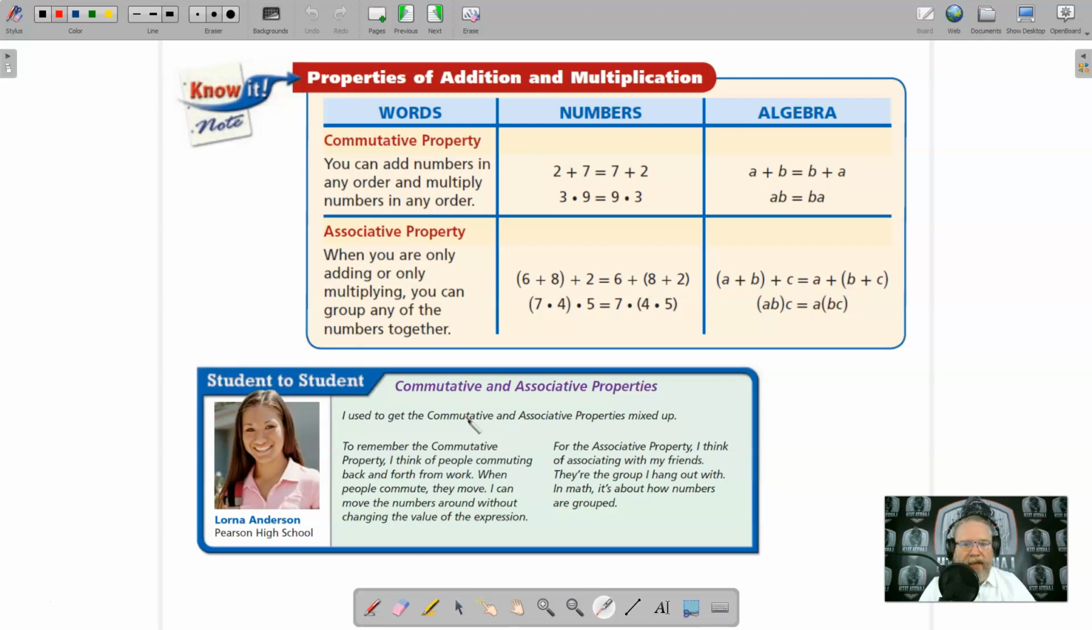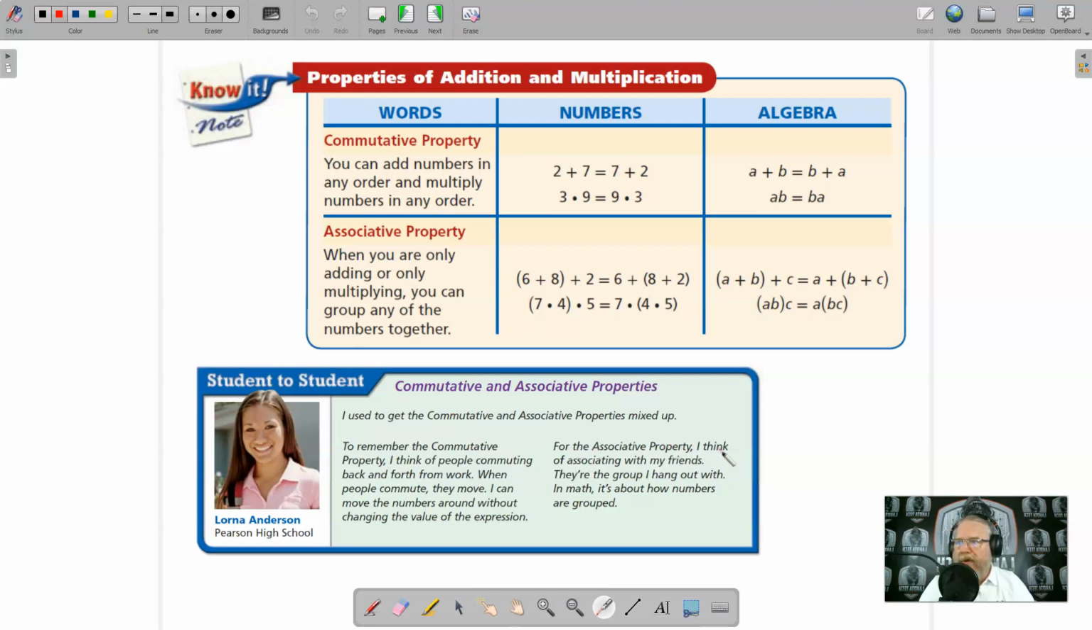Like a commuter train takes people from one place to another. So the idea of commuting is the root word idea for the word commutative. Remember, commutative, commute means to move, so we get change position.